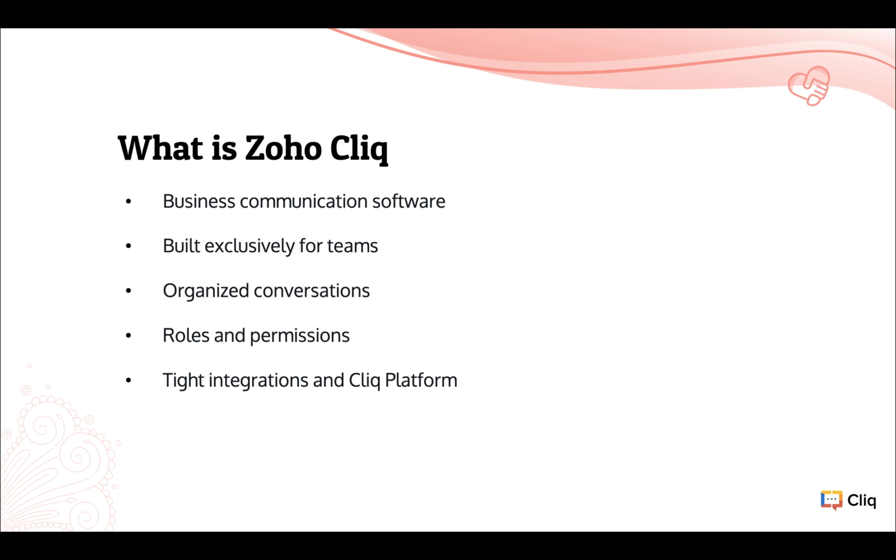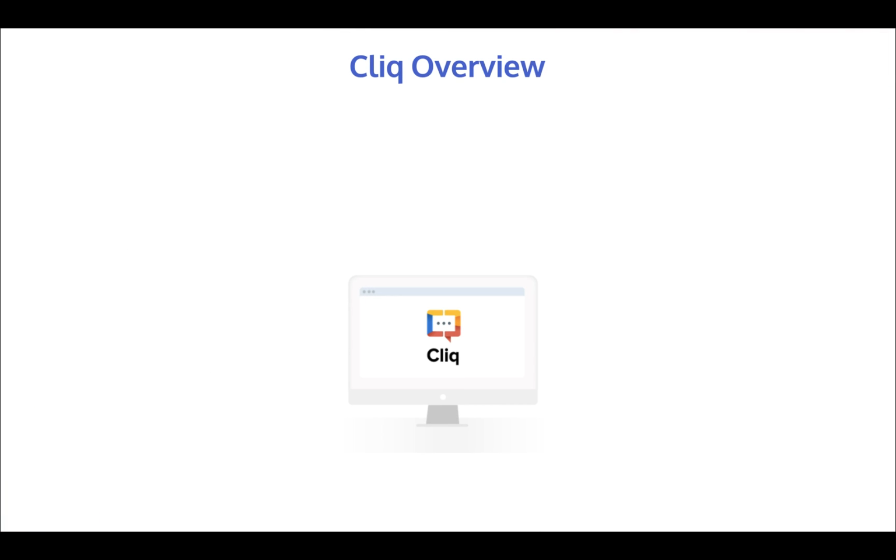So here's what Cliq is all about. Zoho Cliq is a business communication software that is built exclusively for teams. All your conversations are organized neatly, well within your reach. They are structured with roles and permissions based on your organizational hierarchy. And pretty much Cliq is just a space where you can bring your team together. So here's how Cliq helps a business stay connected.